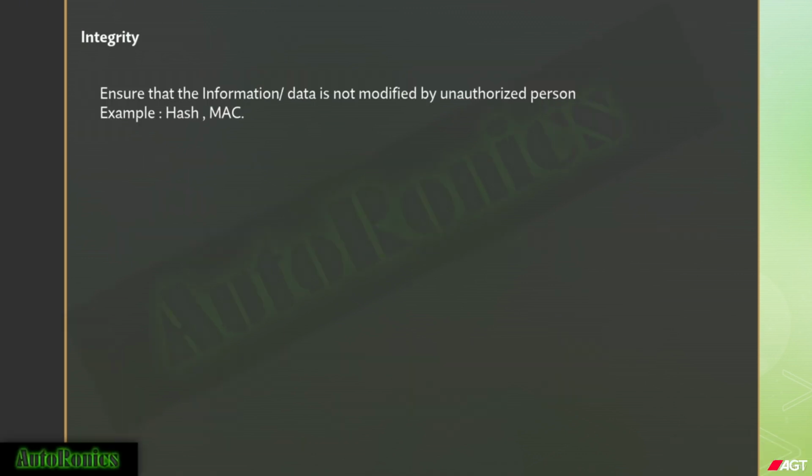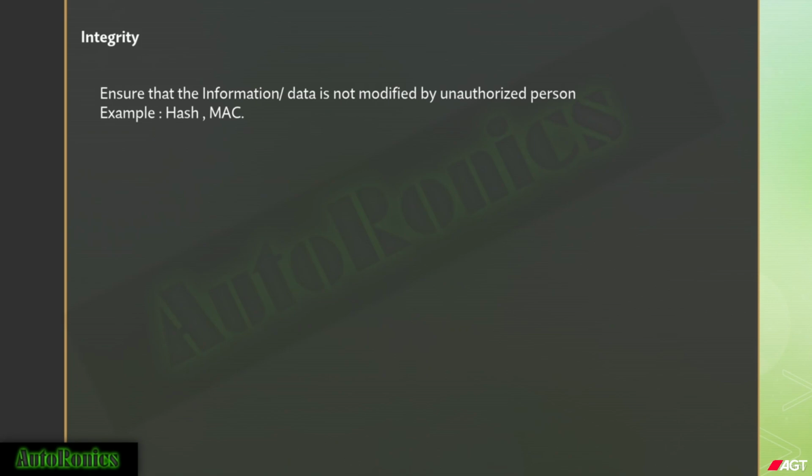About the next property of security, which is integrity. As the name states, it ensures that the data or the information is not modified by an unauthorized user. So how do we achieve it? We achieve it through the MAC or hash.